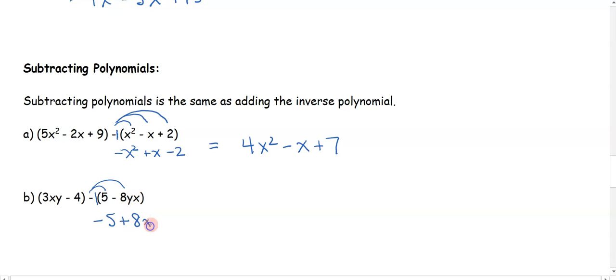I always like to rewrite it so that the order is in alphabetical so I can easily find like terms. Again, when you multiply, order doesn't matter, so you can switch the order of multiplication anytime, and then you can see, oh yeah, those are like terms. So 3xy and 8xy is 11xy. -4 and -5 is -9. All right, so that's adding and subtracting polynomials.